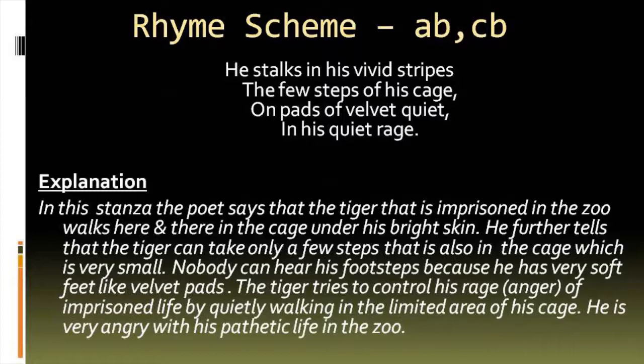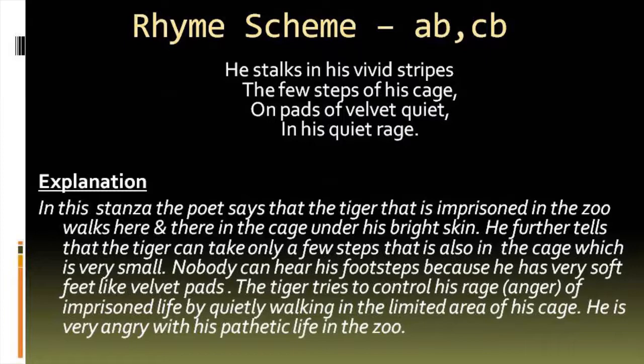So what do we find? That stripes is a different one, quiet is a different one, but cage and rage are the same kind of sound. So for stripes I have given A, cage I have given B, quiet I have given C, because quiet is different and stripes is different, but rage and cage are the same, that's why I have given B. So this is a way of finding out the rhyme scheme.